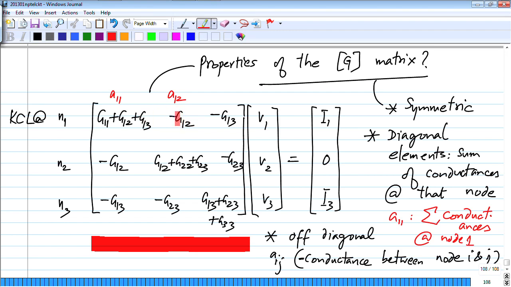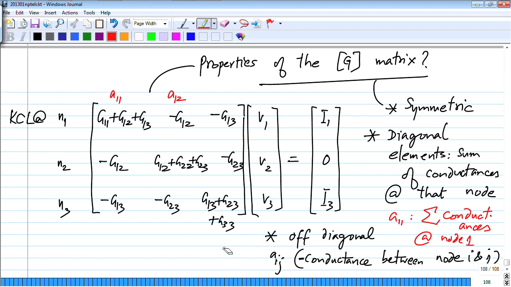That's why this entry A12 is minus G12, the conductance connected between node 1 and node 2, and it's also why the matrix is symmetric. This is the conductance connected between node 2 and node 1. Obviously, that's the same as the conductance between node 1 and node 2. So that's how we have symmetry. But to get this symmetric structure, please note that the ordering of the node equations and the ordering of the vector has to be exactly the same. For instance, if I interchange these two equations, this row will come here and this row will go there, and similarly on the right hand side it will change, but then the symmetry is lost. You will have the symmetric structure only if the ordering of the equations is the same as the ordering of elements in the vector. Is this clear?